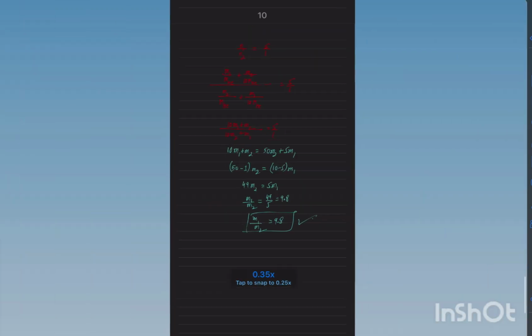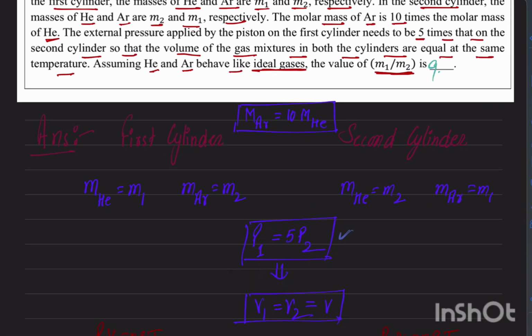So our answer will be M1 by M2 is equal to 9.8. This will be the correct answer. Okay, thank you so much for listening.